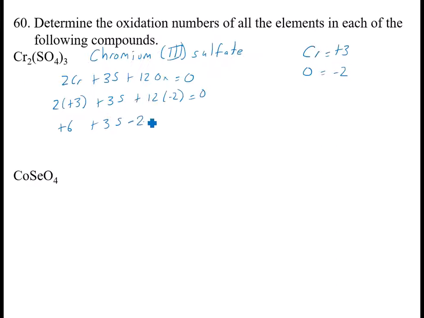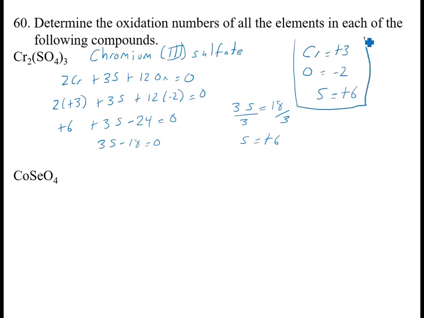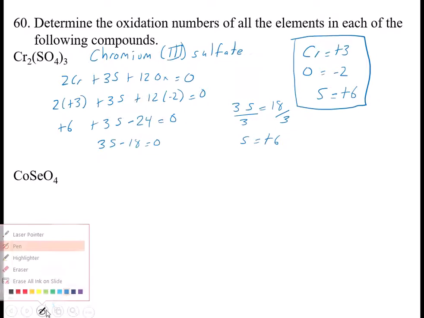Minus 24 is equal to 0. So 6 minus 24 gives me a -18. So 3 sulfurs minus 18 is equal to 0. So 3 sulfurs is equal to 18. I divide both sides by 3. So sulfur is a +6 charge. So just to keep my list going. And so I would need all 3 of these for my answer for this question because it wants to know all the elements.